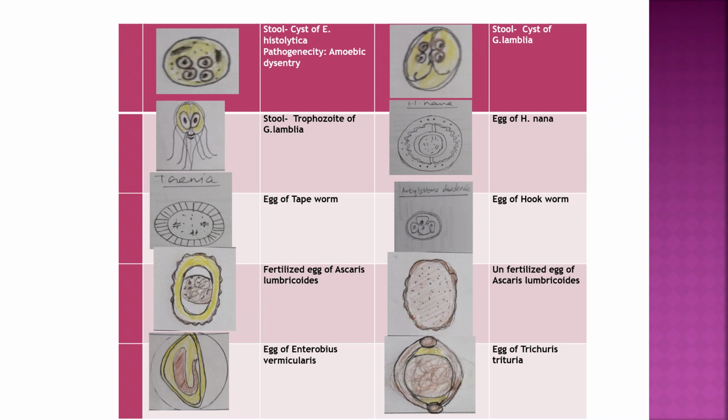Then the egg of Enterobius vermicularis, it is mostly convex on one side and flat on the other side, and here you can see the embryo in the center. The egg of Trichuris trichiura, so it usually has an embryo inside and then a covering of double layer and 2 mucus plugs at both ends.